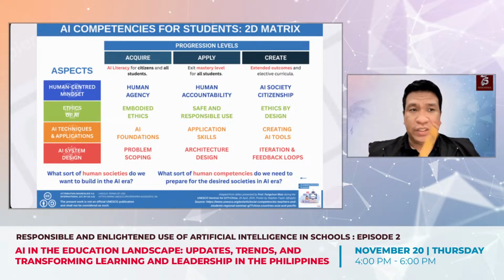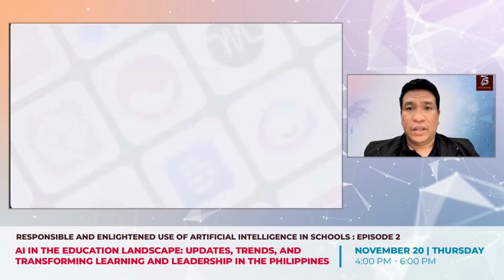Okay, so from UNESCO, you have different aspects. Baliktad pala. Mirror. You have different aspects here, and then you have three levels on how a student could learn them. That's from UNESCO.